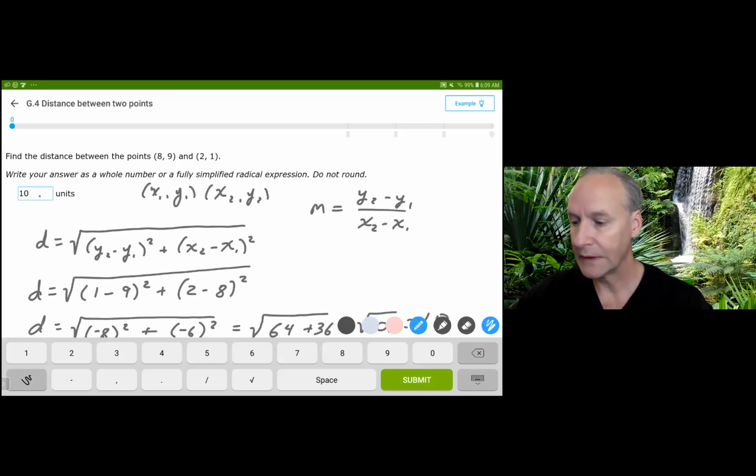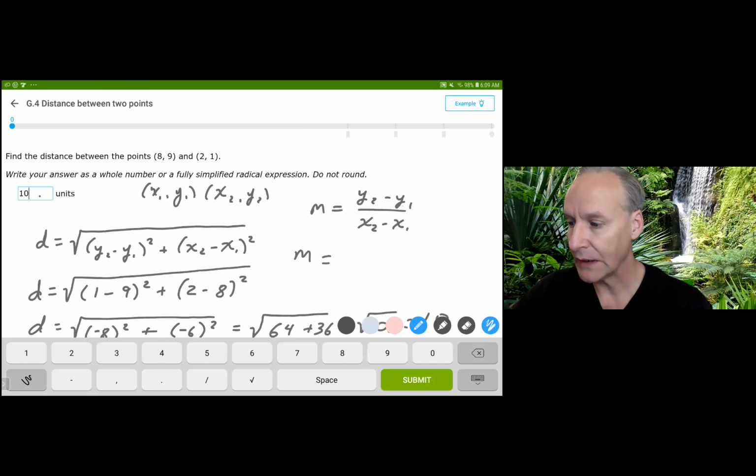Now, before I move on, I just want to point out something. One of the things that I tell my students all the time is if they can find the slope and don't reduce it, they can find the distance in their head. And I promise this is true for most cases.